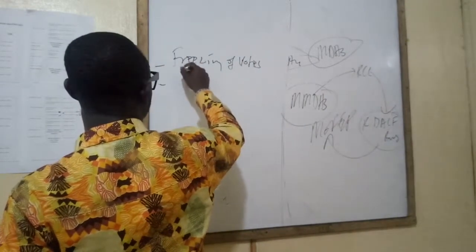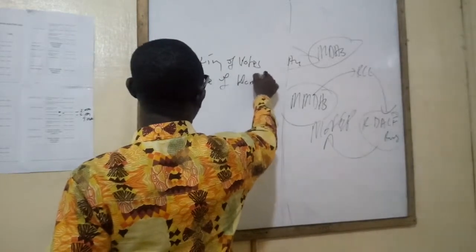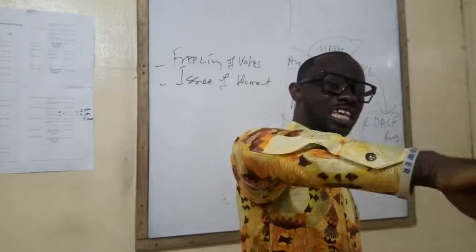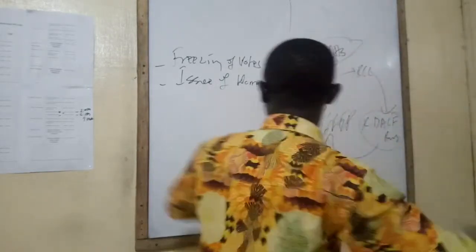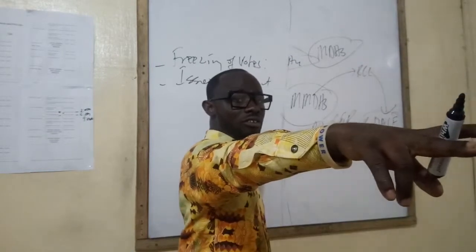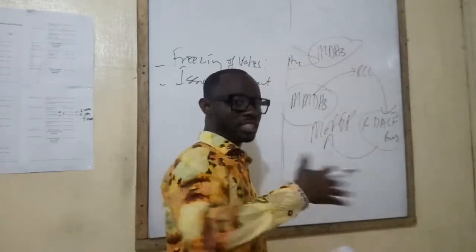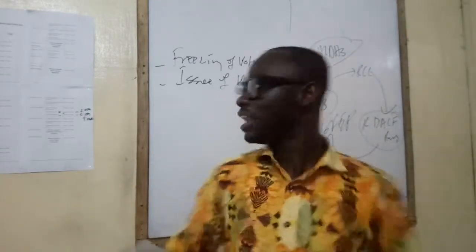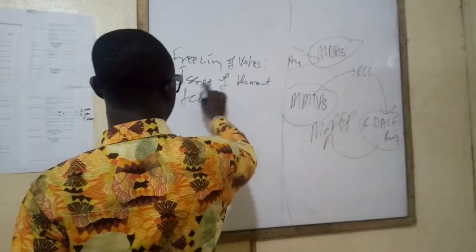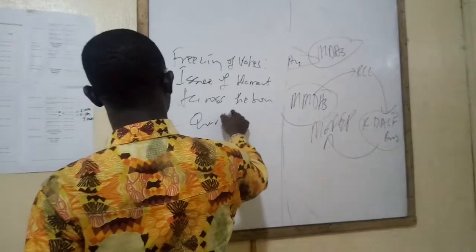What else? Issue of what? Warrants. Please, I said don't write them in a point form. Write them in a sentence form. Even though it says identify, you don't list them down. It should be in a sentence form at most. Then, issue of warrants. What else? Across the board. What else? Quarterly limits.